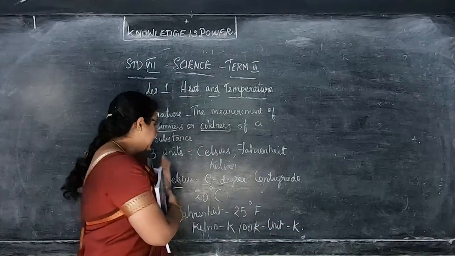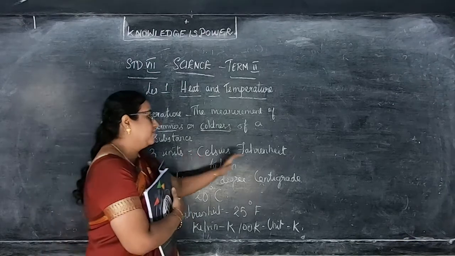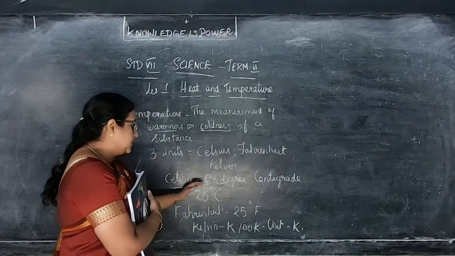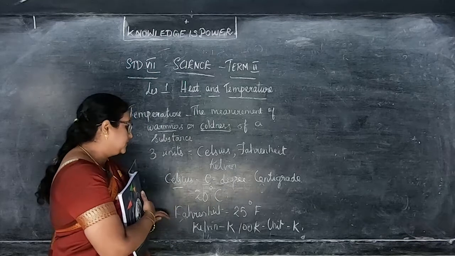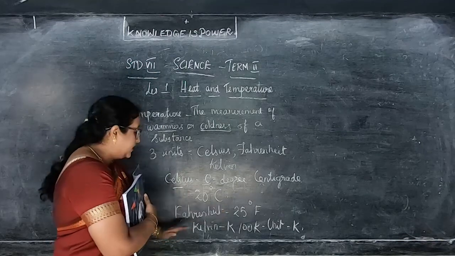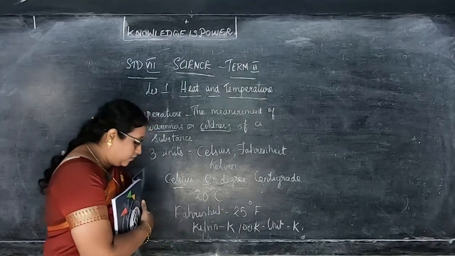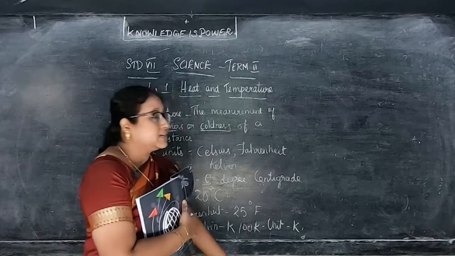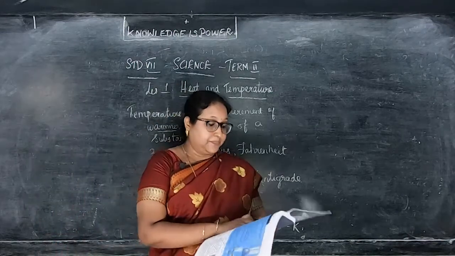Okay, children, did you understand? There are 3 units: Celsius, Fahrenheit and Kelvin. Celsius, that is C, centigrade, for example 20 degrees Celsius. Fahrenheit, 25 degrees Fahrenheit. And Kelvin, K, for example, 100 K. And what is the SI unit of temperature? That is K. Okay, children.